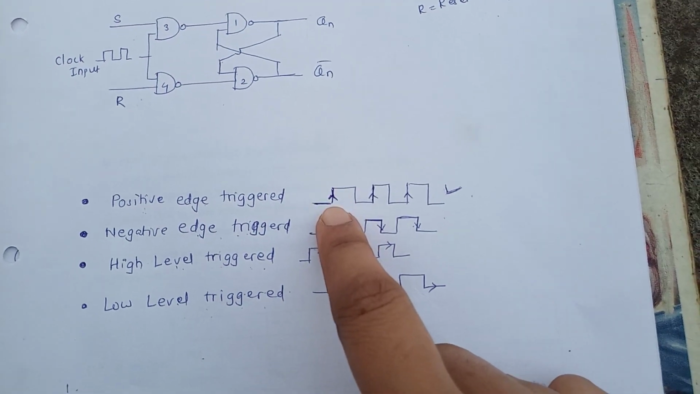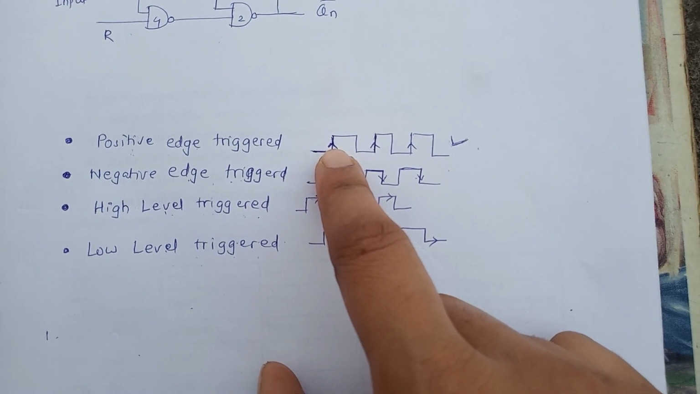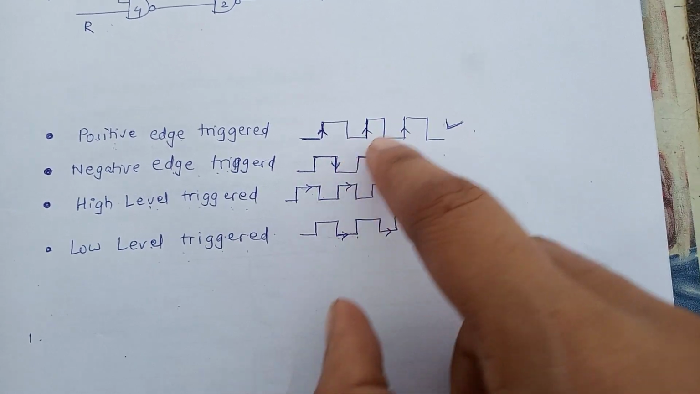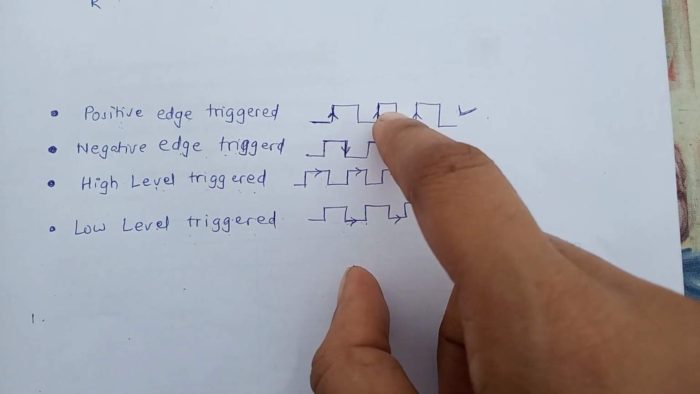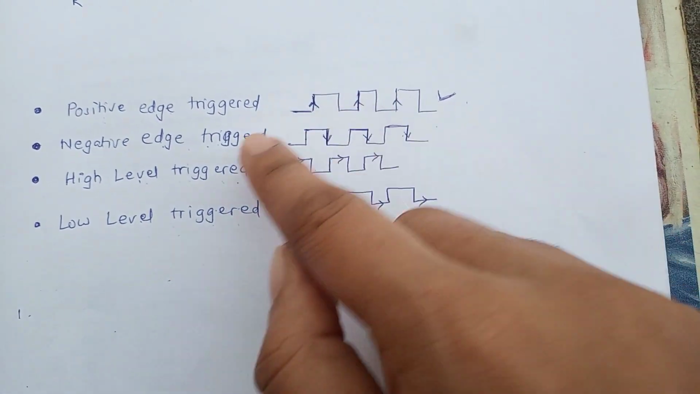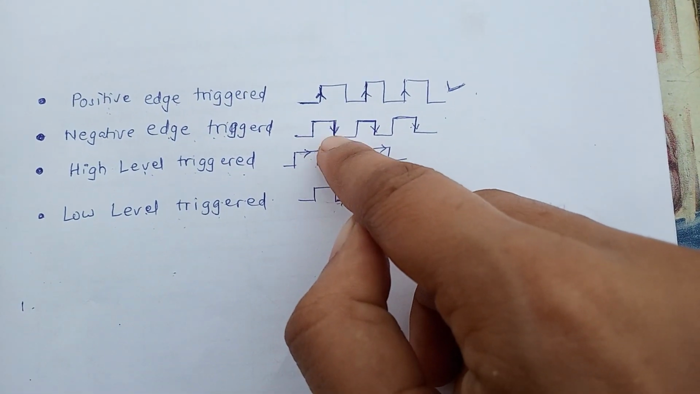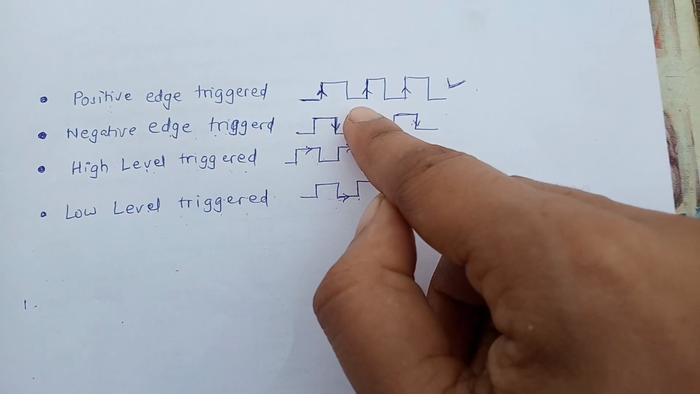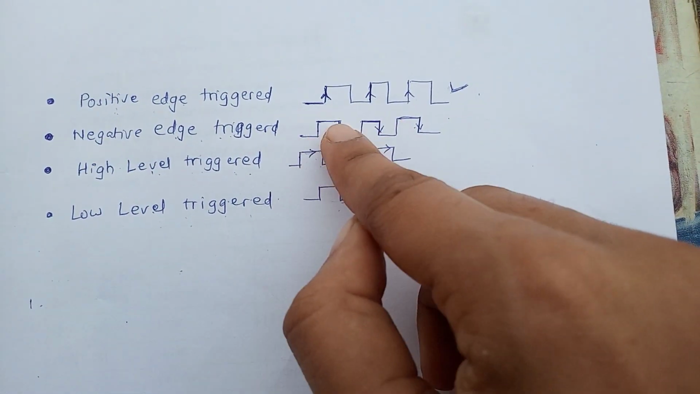When positive edge of clock signal appears at the input of flip-flop, then flip-flop updates its output. So that flip-flop is called a positive edge triggered flip-flop, because at the positive edge of clock signal it updates its outputs. Now second is negative edge triggered. When negative edge of clock appears at the input of flip-flop, flip-flop updates its outputs. So it is called a negative edge triggered flip-flop.